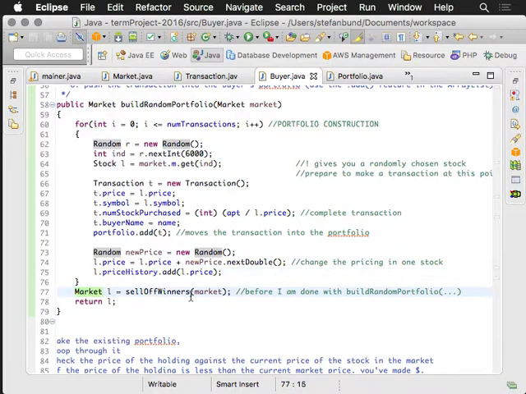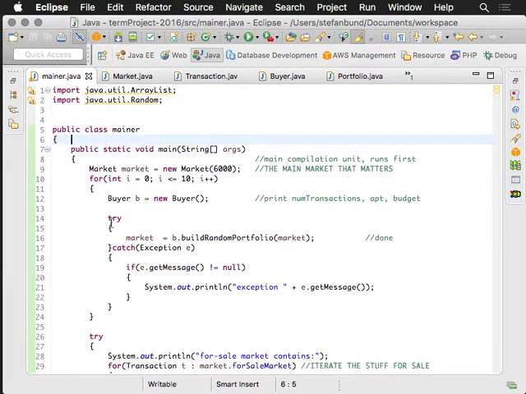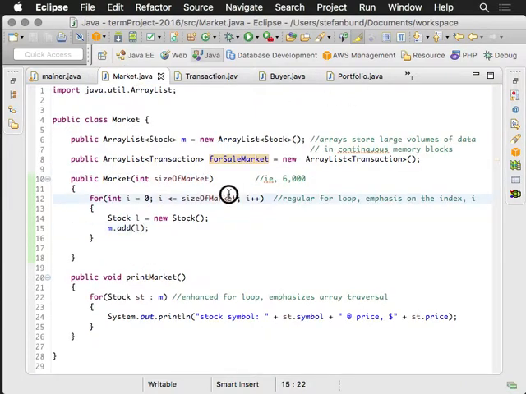But right now, we need to be able to do a couple things. One is create our market, and then we've created our buyers. And each of those buyers are building their random portfolio. There's a couple of things that I've changed here, because you're starting off with a thing called the market. Your market contains your array list of stocks, which is the M property. And then you have the for sale market, which is actually going to be empty. It's going to be initialized but empty when it first starts up.